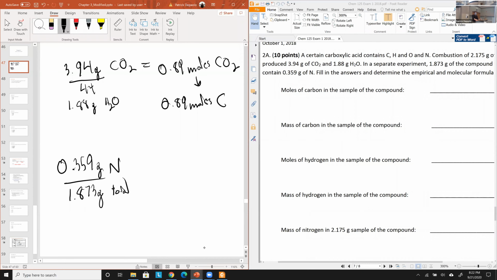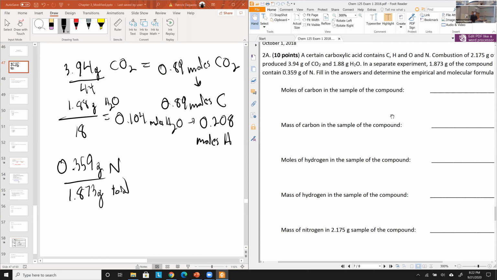Next, we have the 1.88 grams of H2O. We can divide that by 18, just like we did before: 1.88 divided by 18 gives 0.104 moles of H2O, which equals 0.208 moles of hydrogen. So we already knocked out the first four parts. Moles of carbon in the sample compound, 0.89.